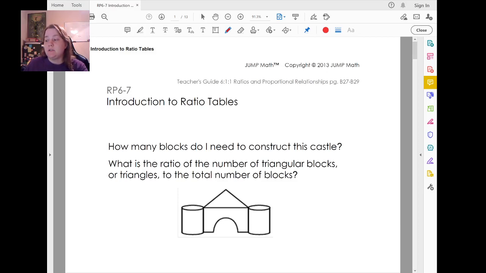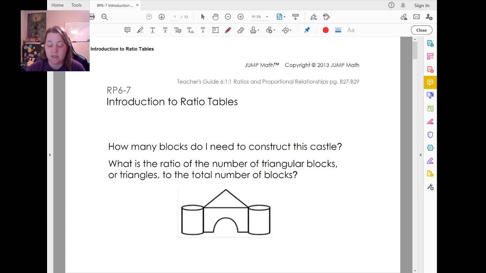This video is going to talk about ratio tables. So a ratio is a comparison of two things. A ratio table is still comparing two things, but this time increasing or decreasing the amount of things that we have in order to figure out how many things we would have in different situations.